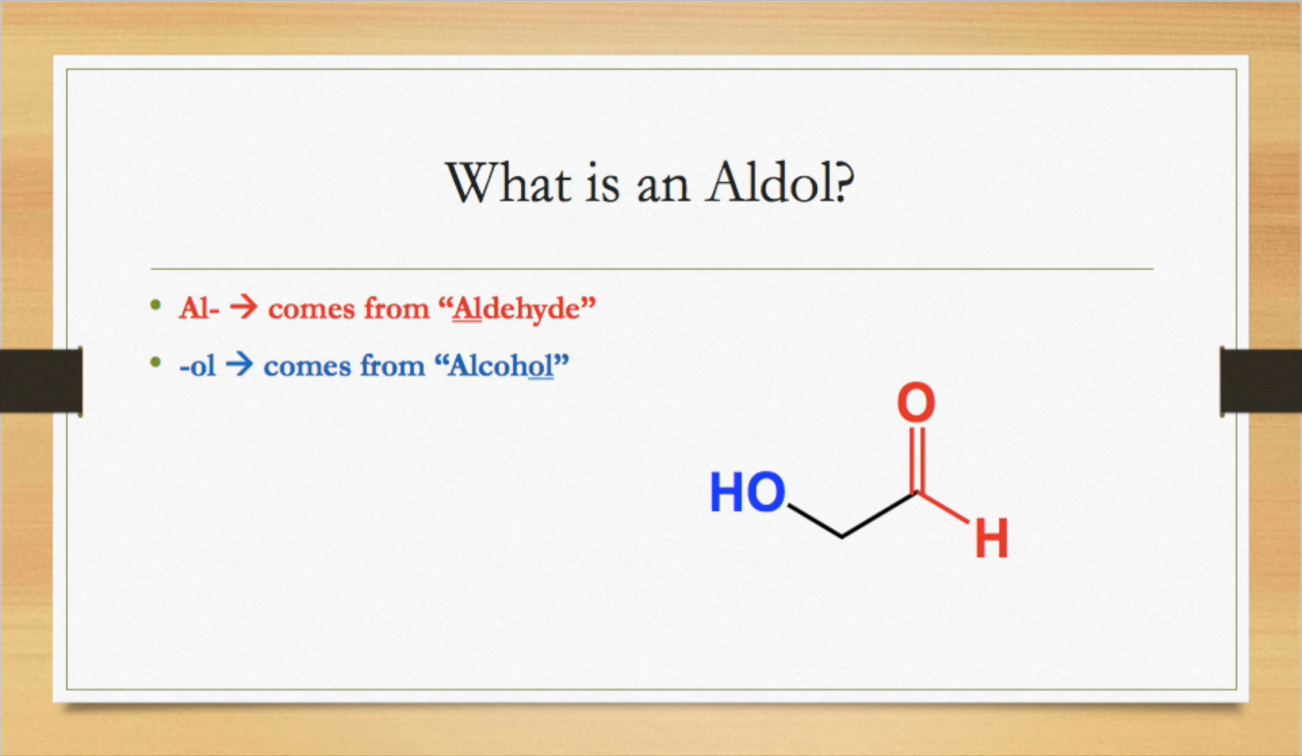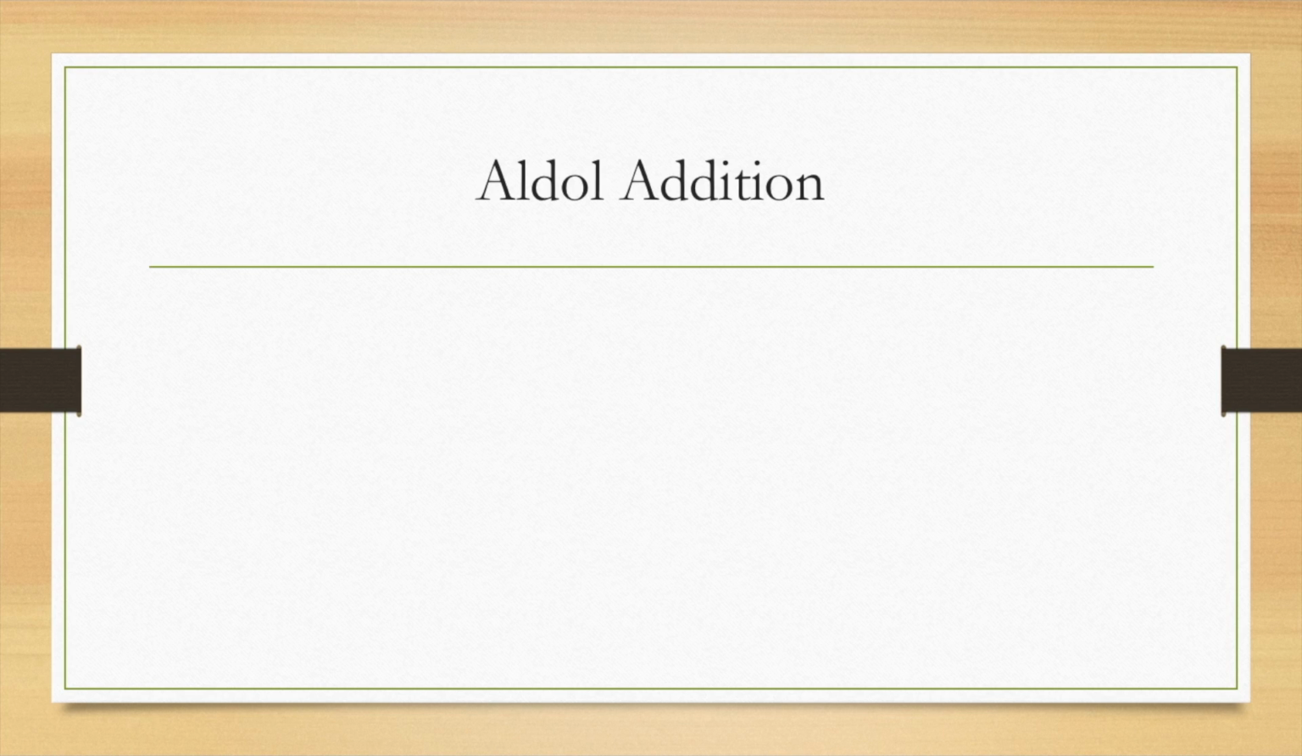An aldol is a molecule that contains an alcohol group as well as an aldehyde. The prefix "al" comes from the aldehyde portion, and the suffix "ol" comes from the alcohol. There are 3 types of aldol reactions that we'll cover: aldol additions, aldol condensations, and mixed aldol reactions. First, we'll show you the general reactants and products involved in an aldol addition.